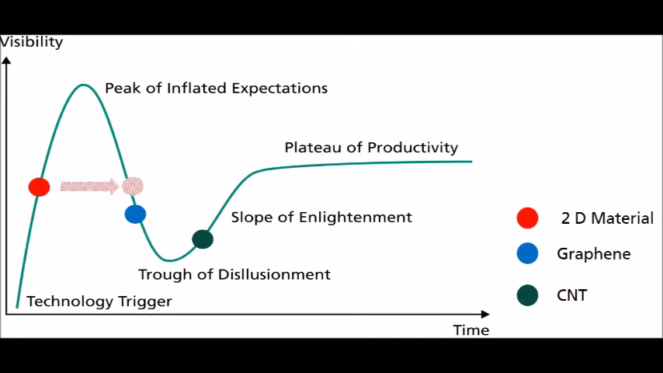We see now that carbon nanotube, which is the green bubble, is about to really go onto the plateau of productivity. This means many products are going to be commercialized, or are already commercialized. And for graphene, there's still a lot of things we need to learn, but we will learn it and we are on a good way. So you see that all technology needs its time, and in many cases it's more than 10 or 20 years.